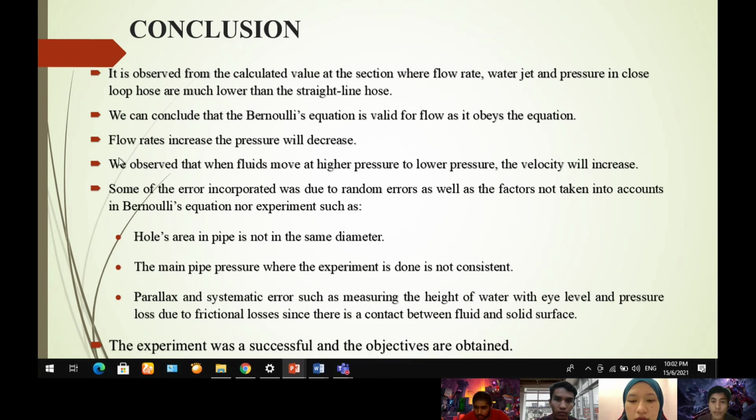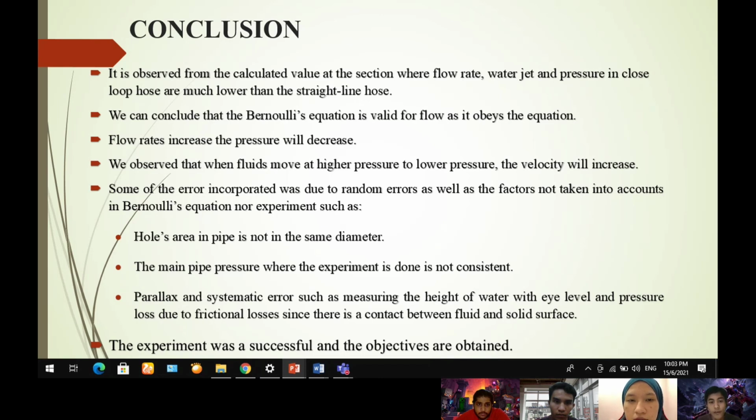As the flow rate increases, the pressure will decrease. We observe that when fluids move from higher pressure to lower pressure, the velocity will increase. Although there are small differences between the speed of the flow and the pressure when we use the Bernoulli equation and the linear fluid flow equation to calculate velocity, we conclude that the experiment was valid enough to prove the Bernoulli theorem of pressure in pipe.